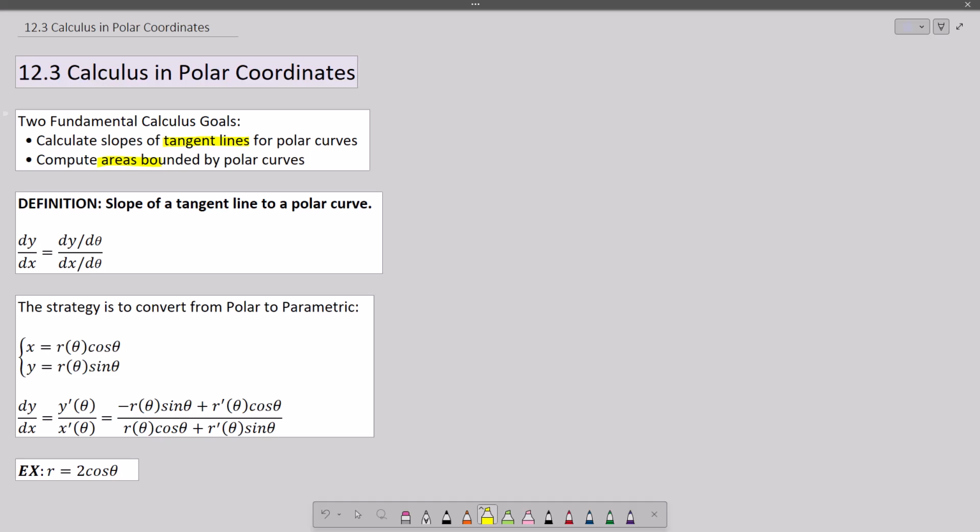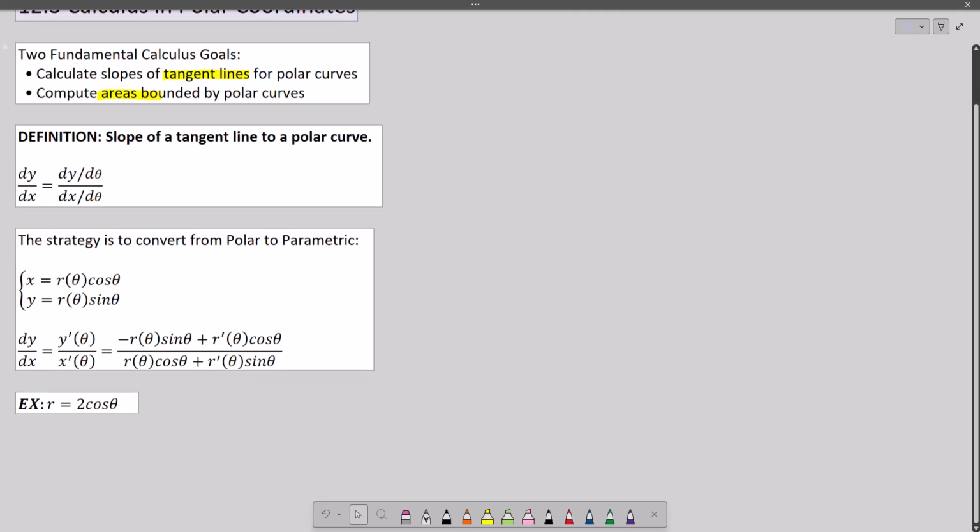Now we have these polar curves. There's a lot of applications for polar curves where things are rotating. So you sort of see that there's a lot of symmetry with polar curves, and so we treat them differently than with Cartesian functions. But we want to use the same concepts.